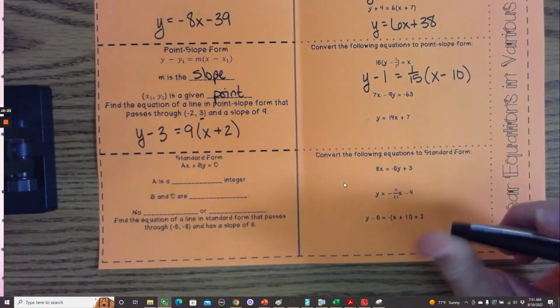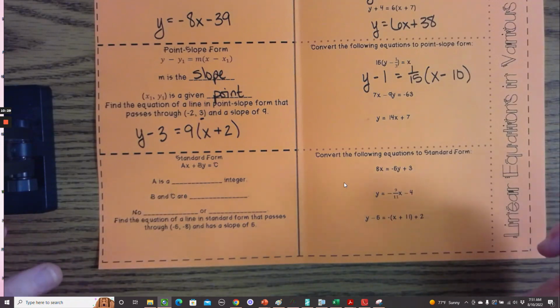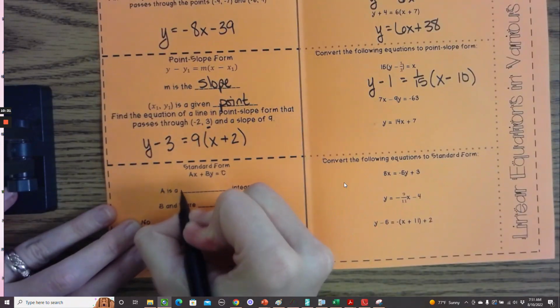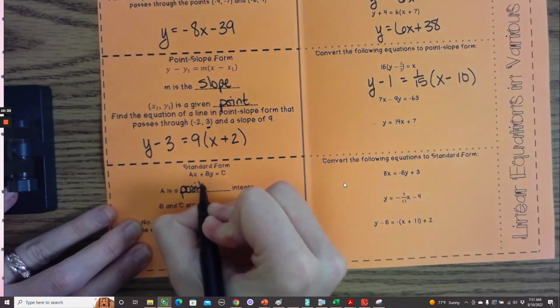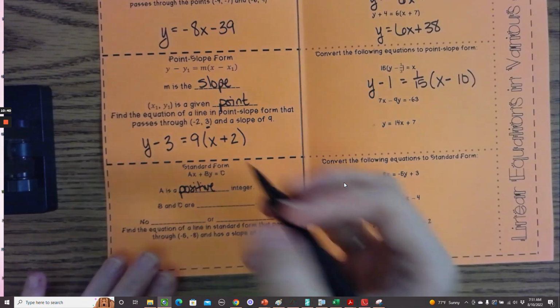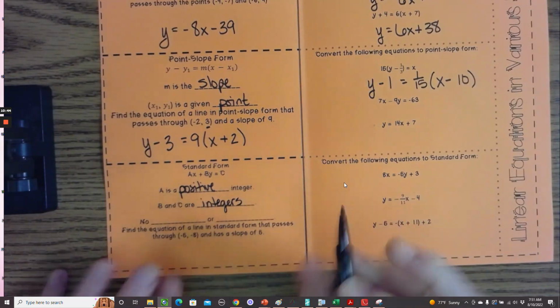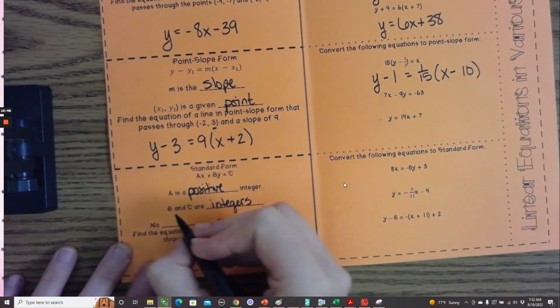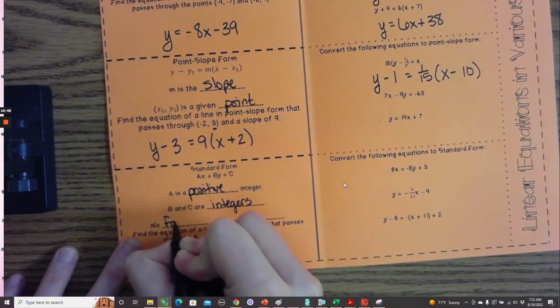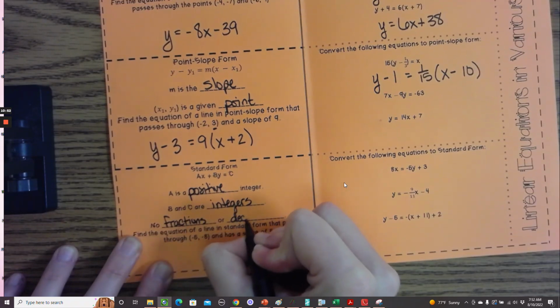All right, last one, standard form. Standard form is ax plus by equals c. A is a positive integer. We want a to be positive, and we don't want it to be a fraction. Okay? b and c, we want to be integers as well. Again, we do not want fractions in standard form. So no fractions or decimals.